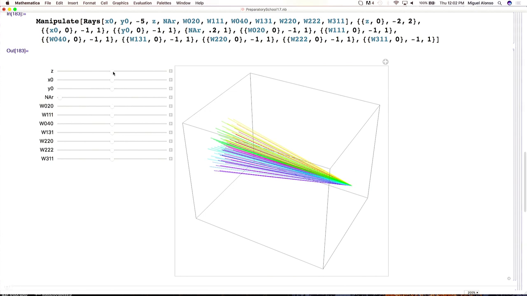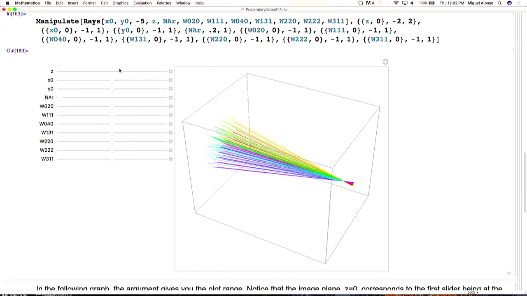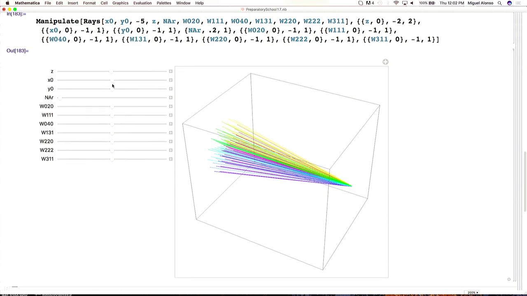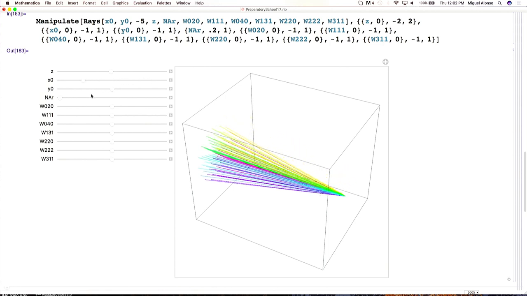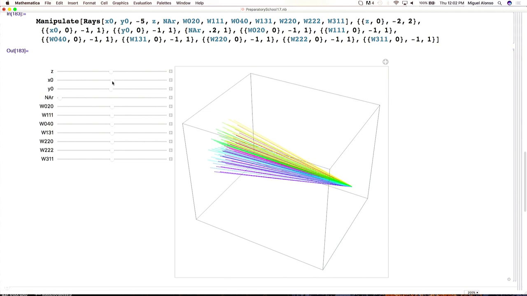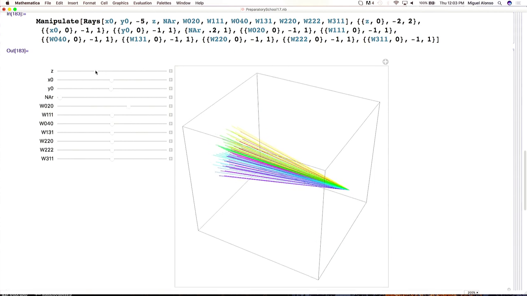Here I have a lot of sliders, so Z lets me move my image plane back and forth a little bit. X0 and Y0 are essentially H sub X and H sub Y. So if I move those, I'm moving my ray fan in one direction or the other. NA is the NA. I'm going to leave that alone. So what does the focus do? W020, it makes my rays focus before or after. So the focus is still a perfect focus. I just need then to redefine what my image plane is, and I would correct that.